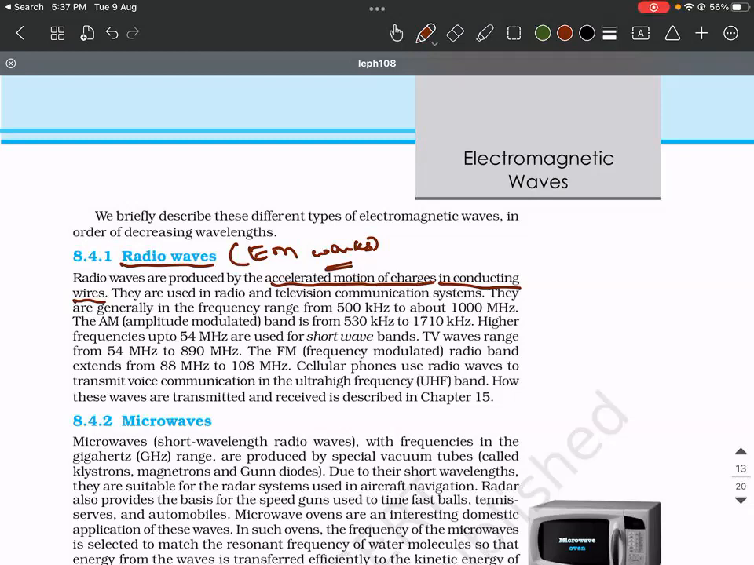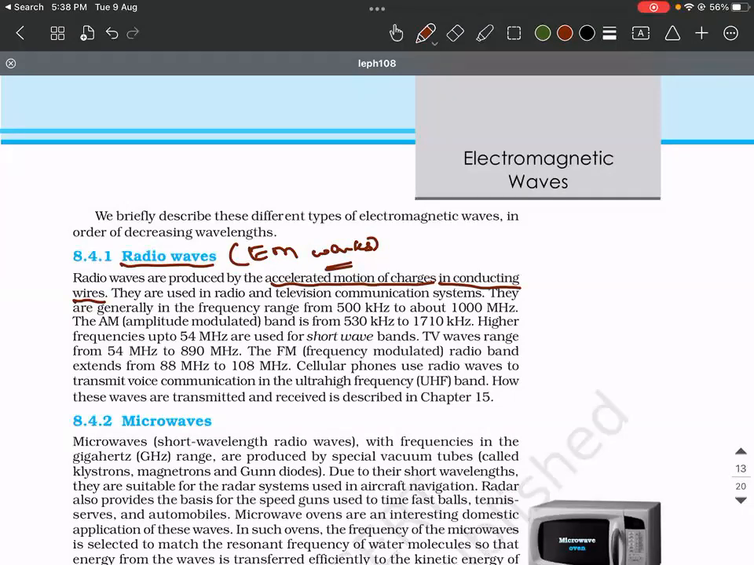So what I'm trying to tell you here is, they will ask you a question like this. Tell me the frequency range of those electromagnetic waves which are getting generated due to acceleration of charged particles in conducting wires. I repeat the question, listen to this. Give the frequency range of the electromagnetic wave which is produced by accelerated charged particles in conducting wires. First of all, what is it that you're supposed to know?